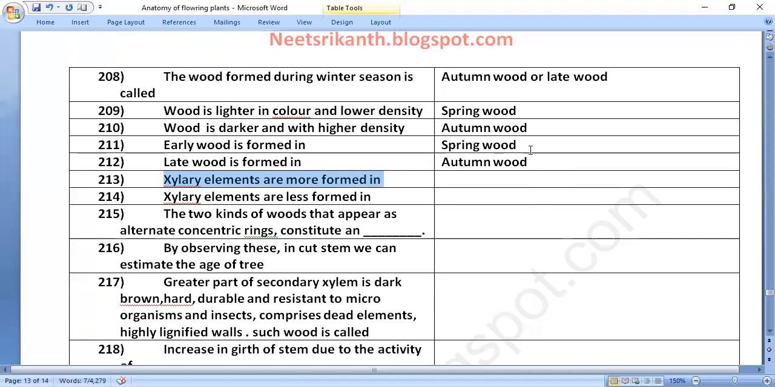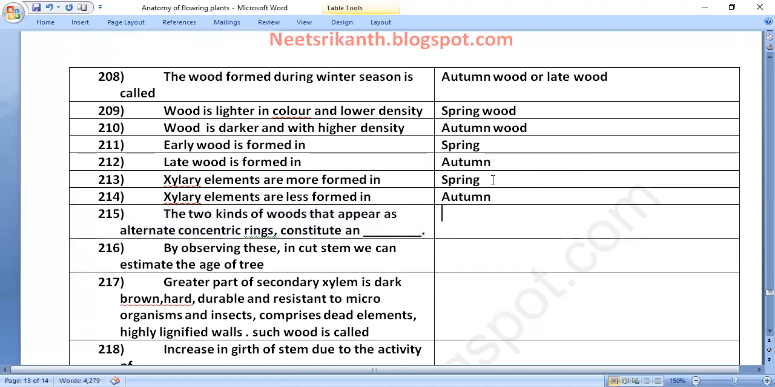Early wood formed in spring is called spring wood. Late wood is formed in autumn and is called autumn wood. Xylary elements are more formed in spring. Xylary elements are less formed in autumn.